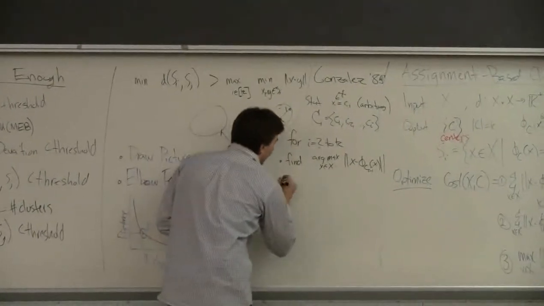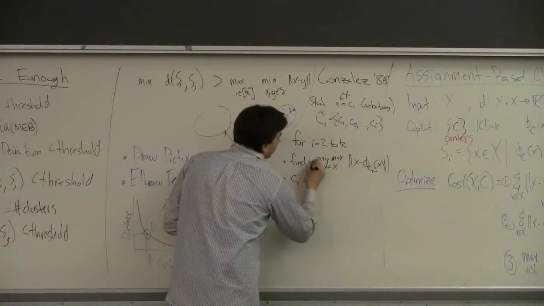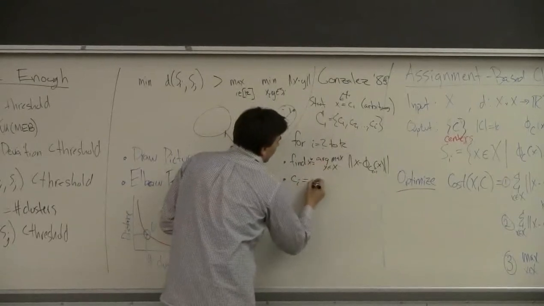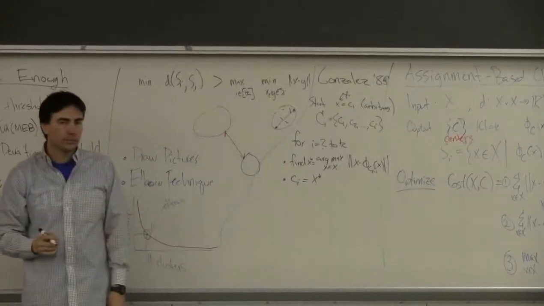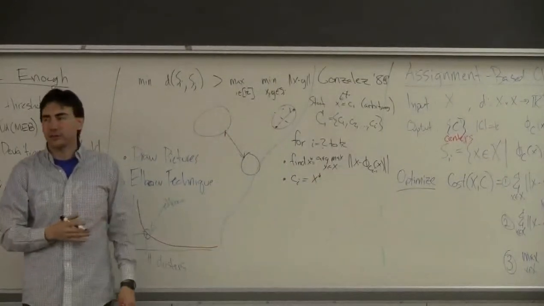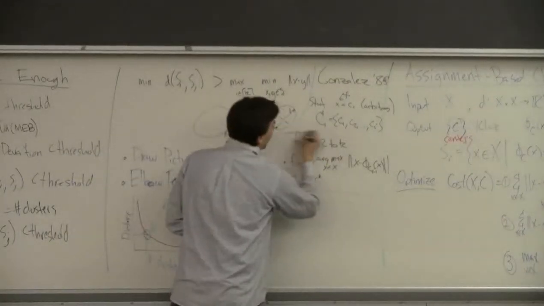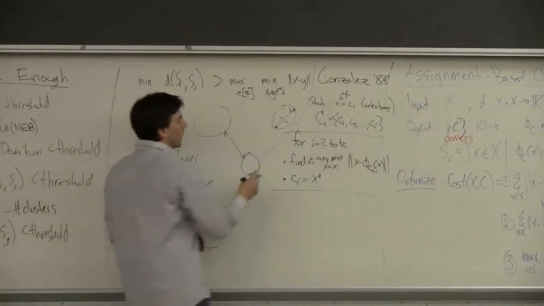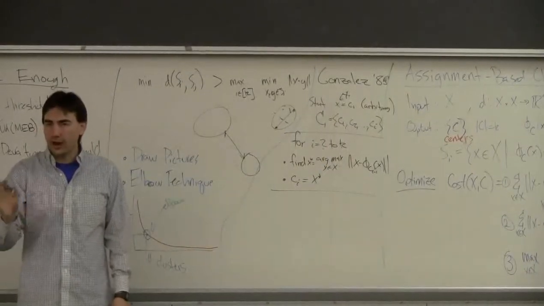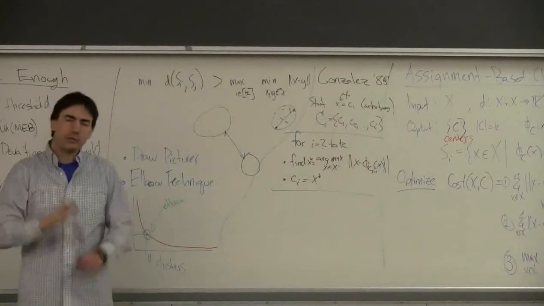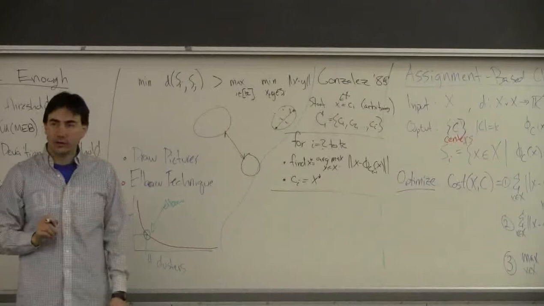I'm going to set C_i equal to, let's call this x star. I'm going to set it to x star. That's it. All right, so I just find the point that's furthest away from all the points I already have as centers. Not from all the points, but just from the centers I have so far. And I put that in my set of centers.